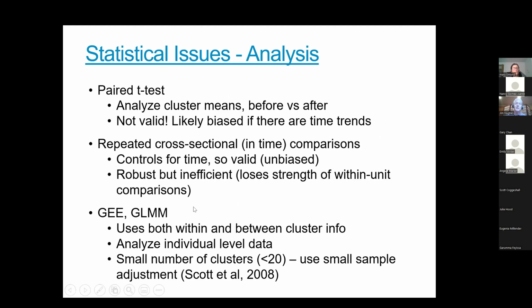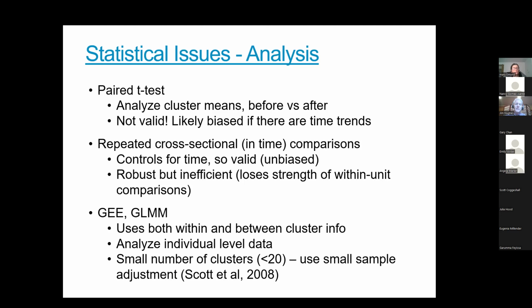The most efficient are these more complex approaches based on generalized estimating equations and generalized linear mixed models, which use both the within and between cluster information. They analyze the individual level data, so if your clusters vary in size, that's not a problem. Again, with small numbers of clusters, these can have inflated type 1 error rates. There have been some ways of dealing with that bigger problem, especially a problem with GEE.